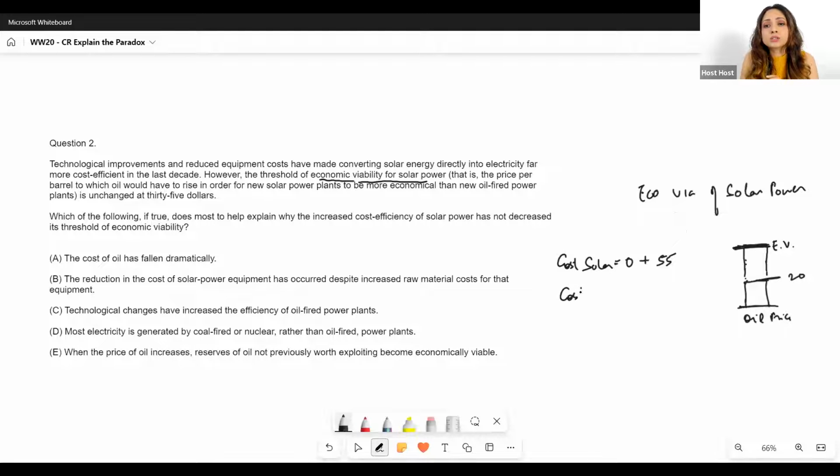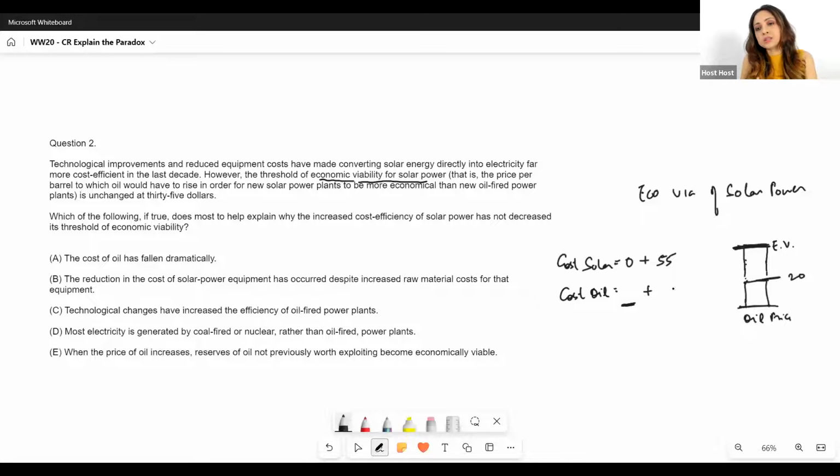Now let's talk about cost of oil, production of oil. Oil is not freely available, right? We have to pay to get the oil, and that is a huge cost. So I'll say that this is the cost of raw material, the cost of oil.